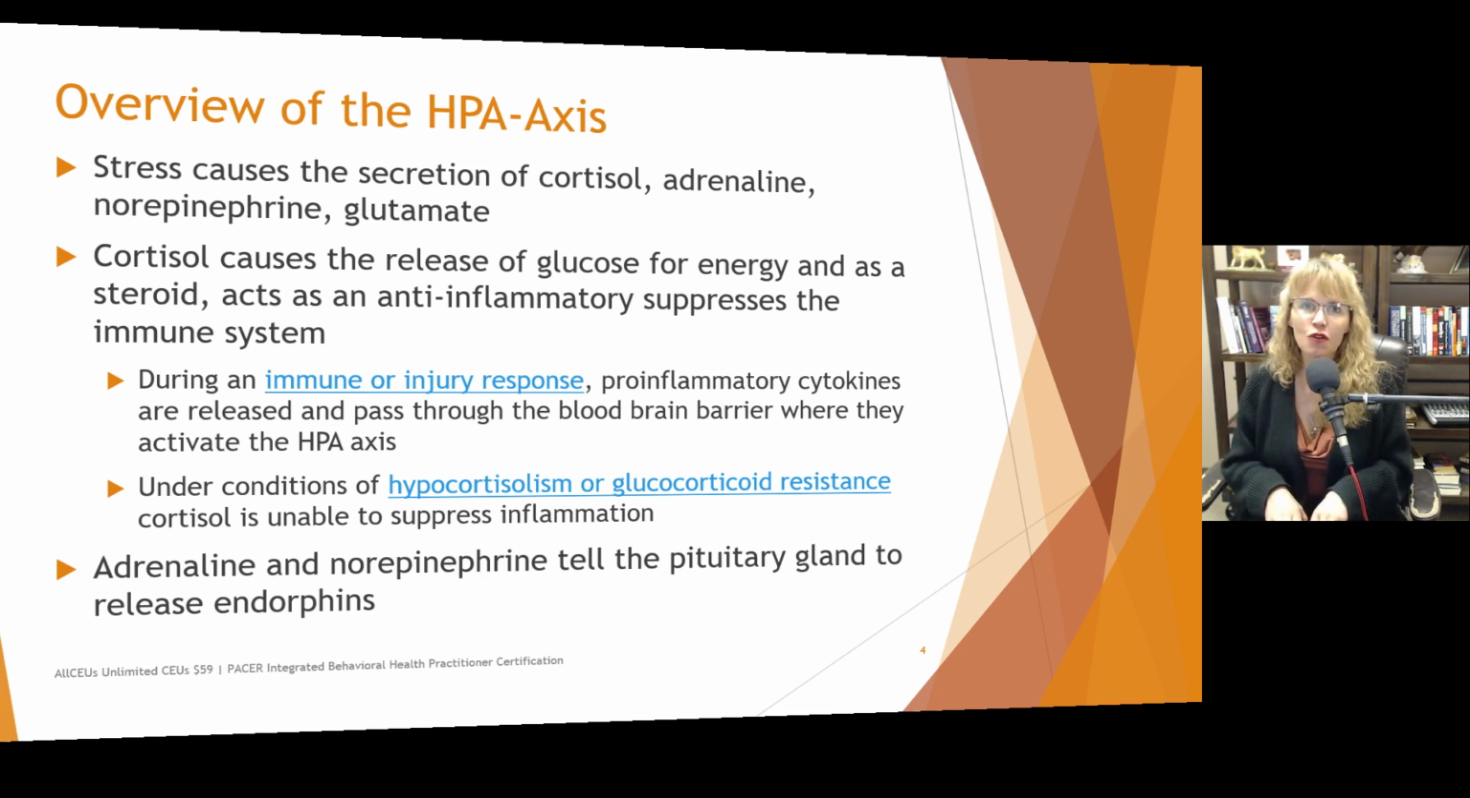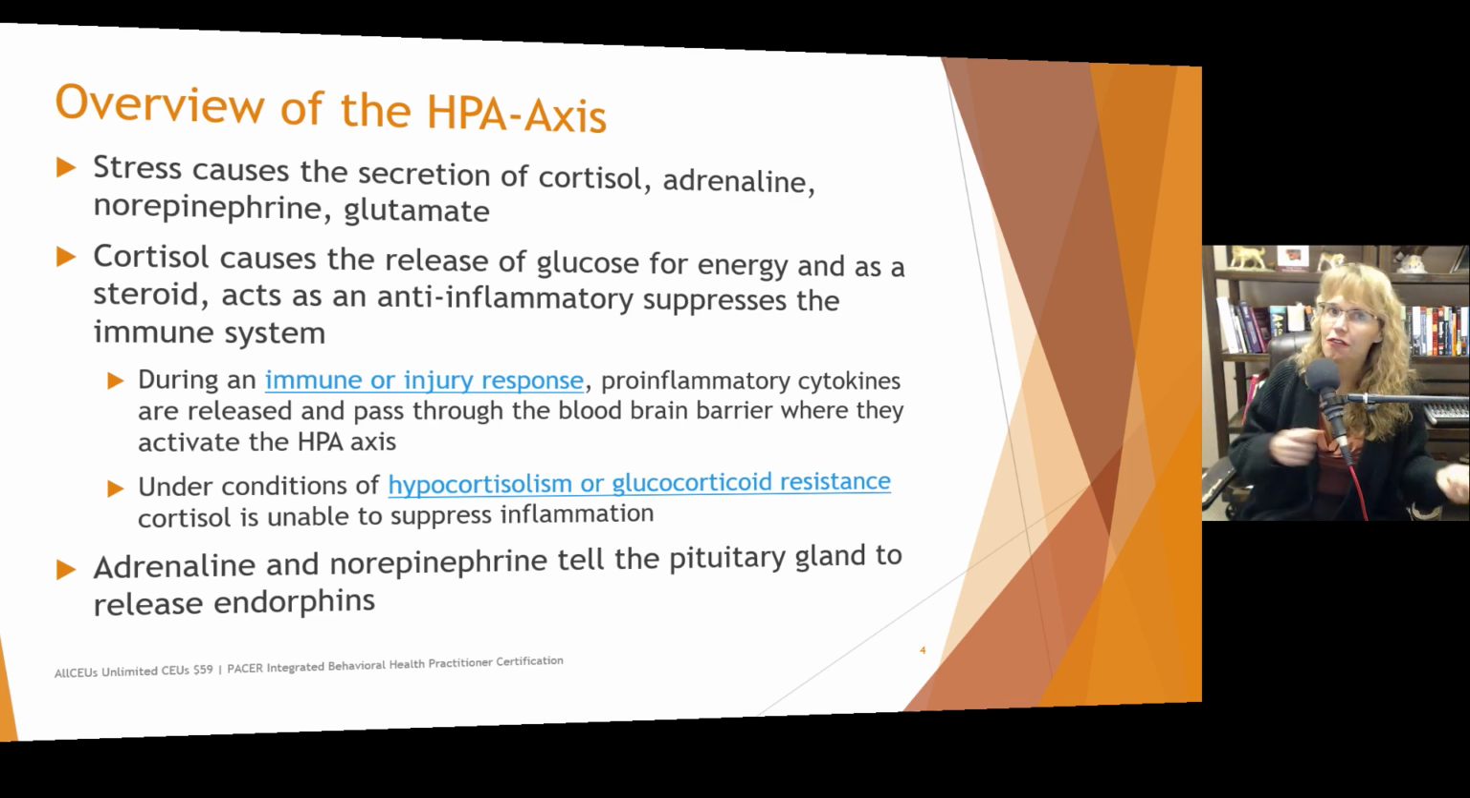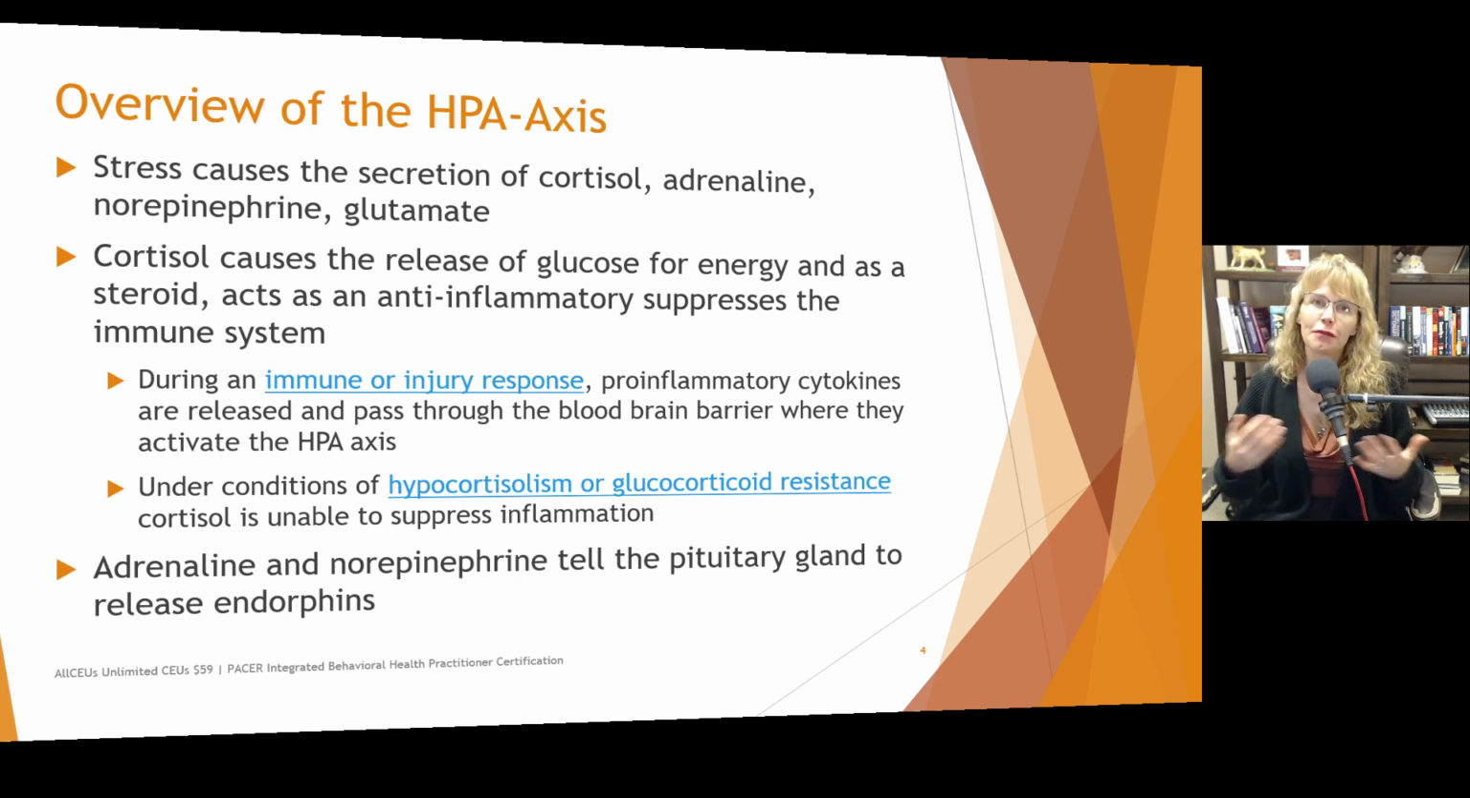Our body's goal in the acute phase of the HPA axis activation is to help us be able to tolerate pain and do whatever we need to do to escape the threat. So it totally makes sense. But when that system starts becoming dysfunctional, then the endorphins are another thing that quit getting released in the right way. So people start feeling more pain and they've got more inflammation. And we know that pain and inflammation are both associated with depression.